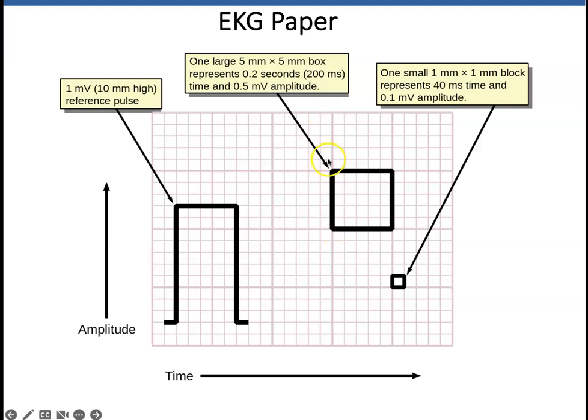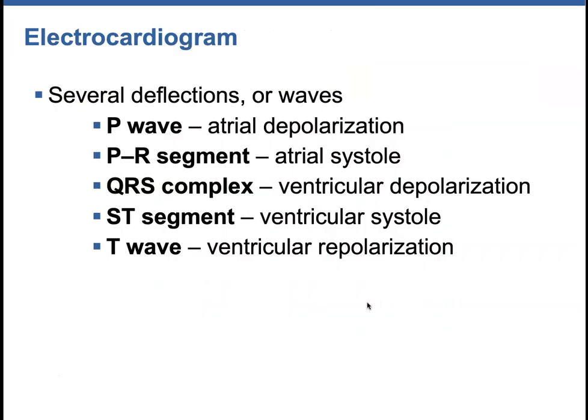So 0.5 millivolts is this. 1 millivolt would obviously be 2 of these. And so the amplitude is going up, the time is going across to the right. And why this matters is because the length and height of the P waves, the QRS, and the T, and how long everything took is going to be indicative of some things that are going on with the person's conduction system based on the pattern that you see on the actual EKG.